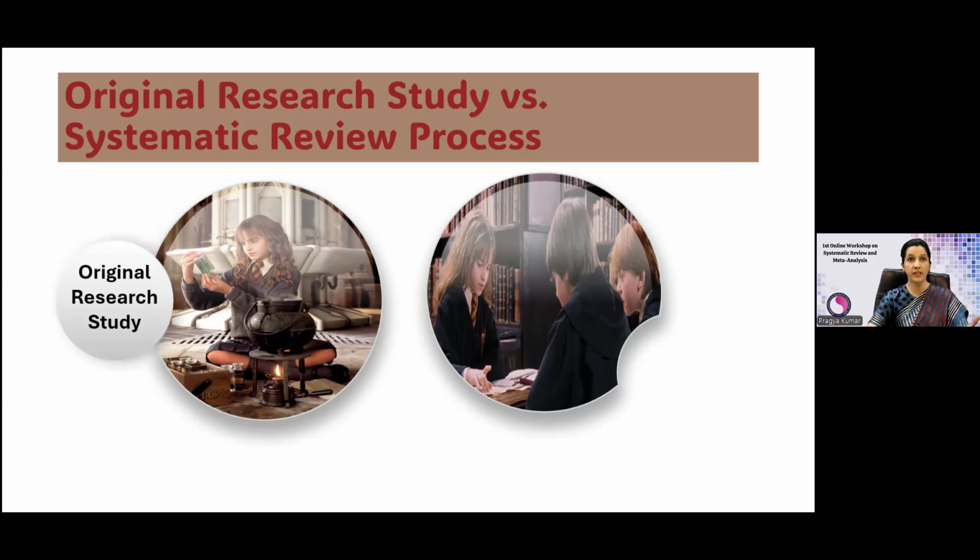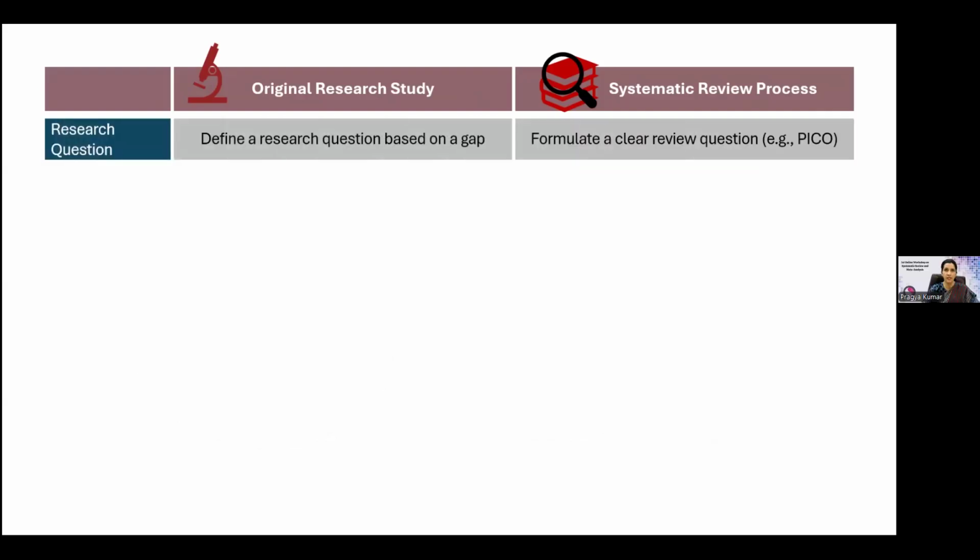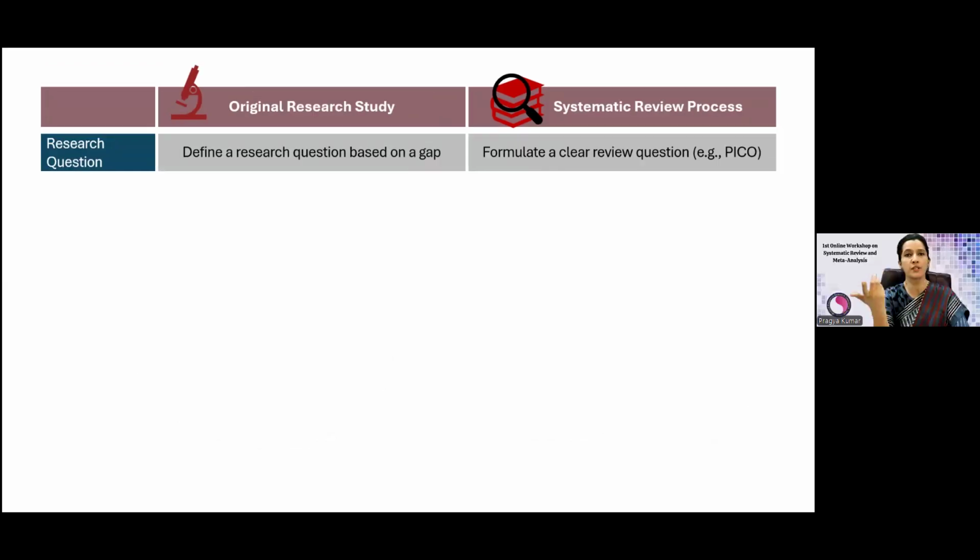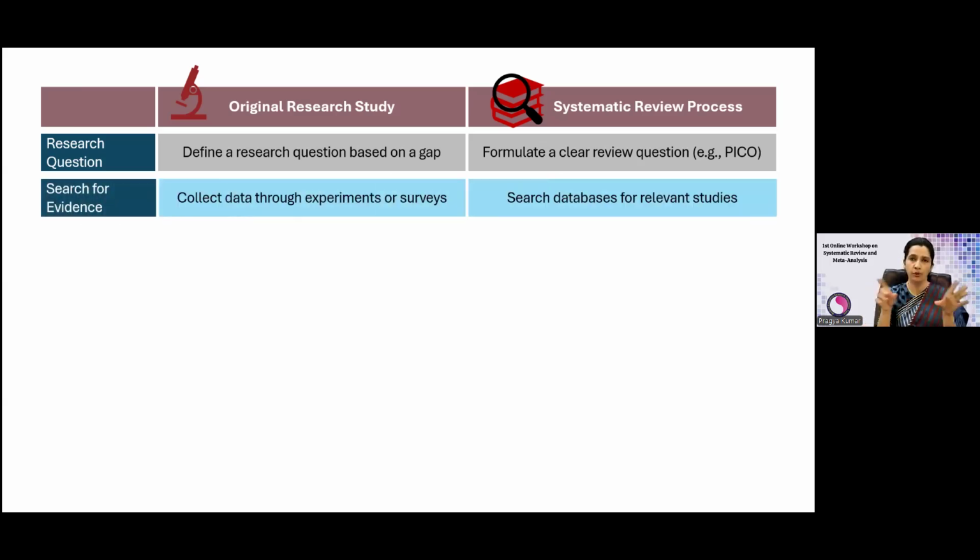So that's why original research is one where you do the research on a single unit of subject, whereas in a systematic review you have to sit and review the already existing literature. Now, in original research, what do you do? You start with a research question. Similarly, in a systematic review also, the most important part, if you ask me, as in original research, is to formulate a clear review question or research question. So both processes are the same in this context.